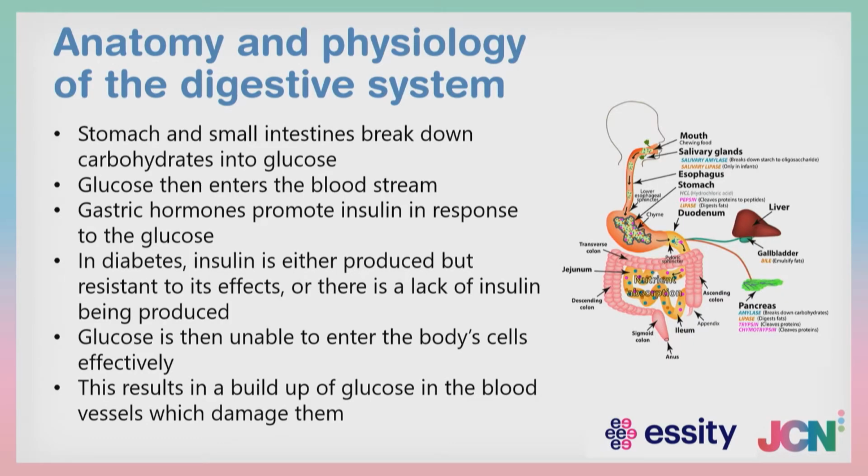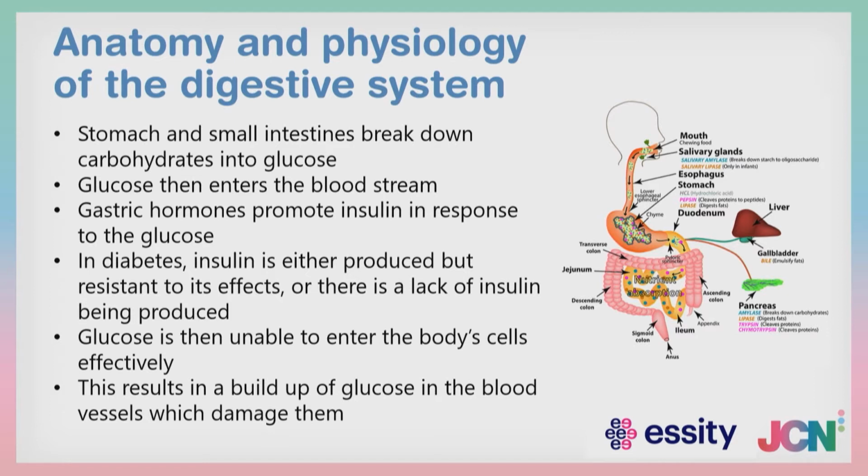The anatomy and physiology of the digestive system is vital. What happens is that we eat the food, it goes through the esophagus, down into the stomach and the small intestines. There it breaks down the carbohydrate into glucose. The glucose then enters into the bloodstream. The gastric hormones promote insulin in response to the glucose.